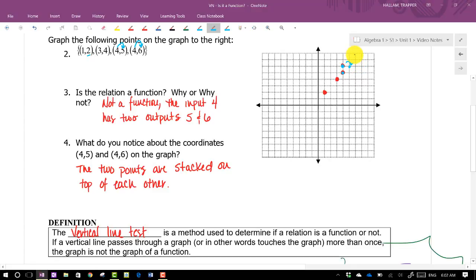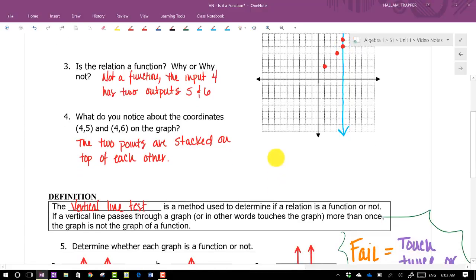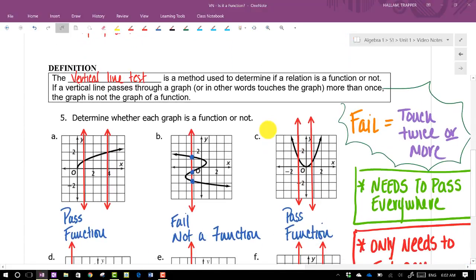But when we plot these points visually, what we're looking for is that if I were to draw a vertical line through them, that would represent an overlap. If I touch more than one point, then we're saying it's not a function. Okay? And let's take that to the next level then.